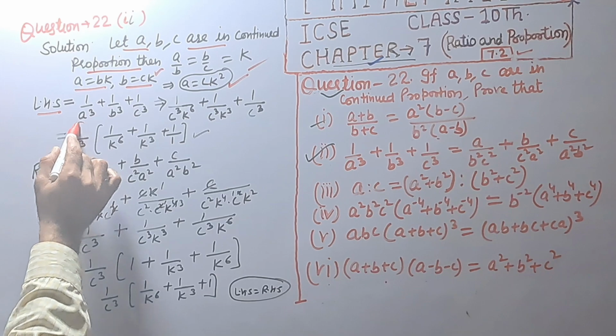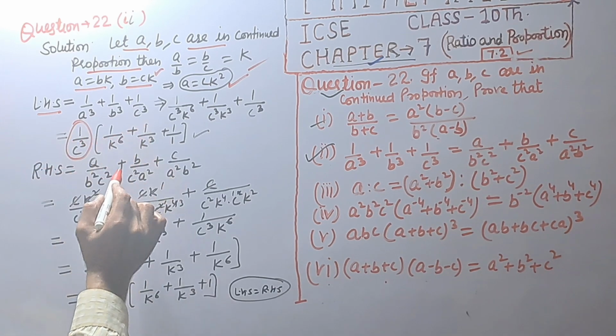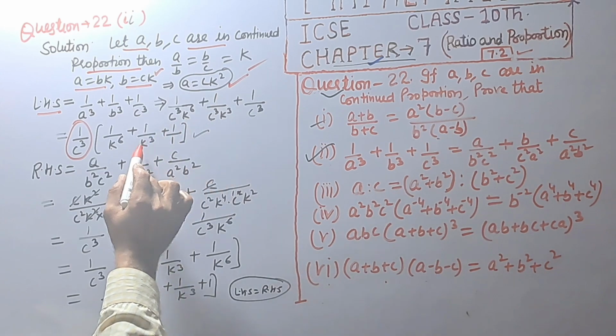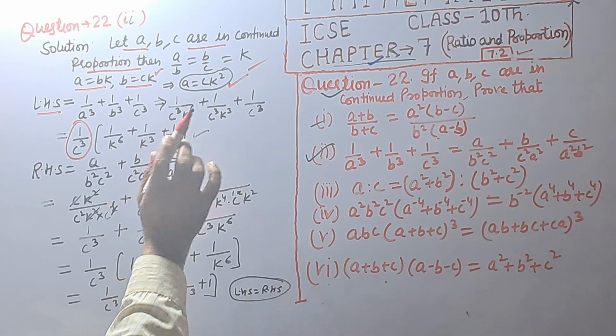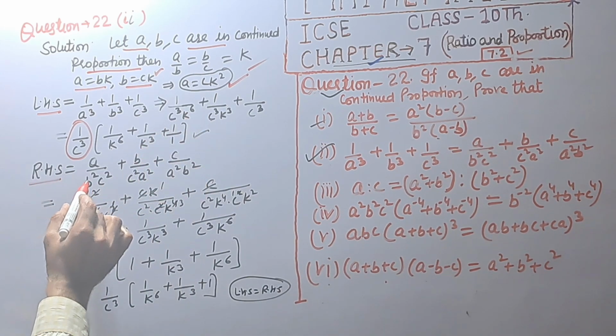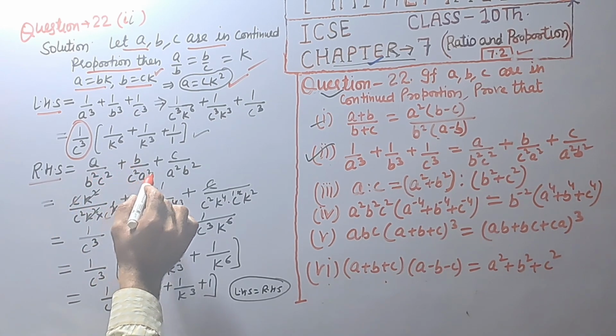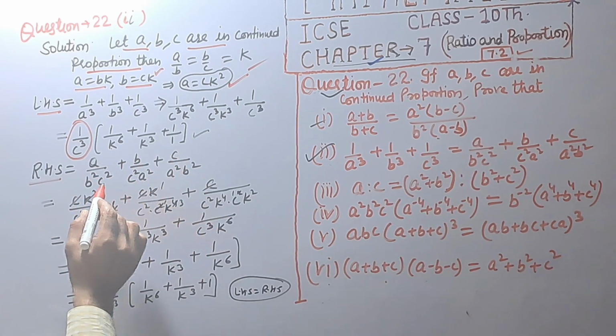We are taking common 1 upon c raised to power 3 in bracket. We get 1 upon k raised to power 6 plus 1 upon k raised to power 3 plus 1, and right hand side is equal to a upon b square c square plus b upon c square a square plus c upon a square b square.